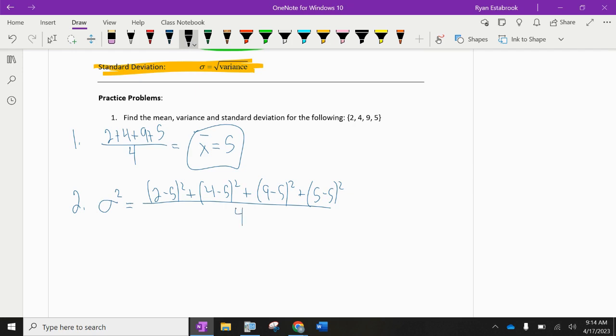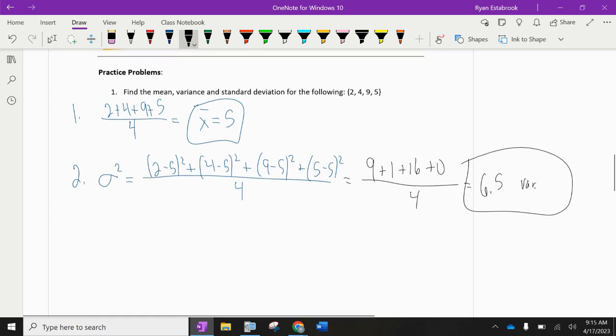Now, using your calculator, you can go piece by piece: 2 minus 5 squared, 4 minus 5 squared, 9 minus 5 squared, and 5 minus 5 squared. So I can do each one of those on my calculator or by hand, it doesn't matter. Then add all these up. So use your calculator, add all those up, divide by 4. And we get our variance. This is the longest step by far.